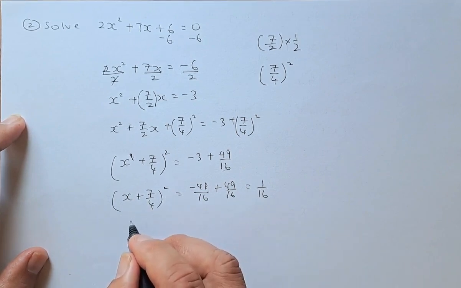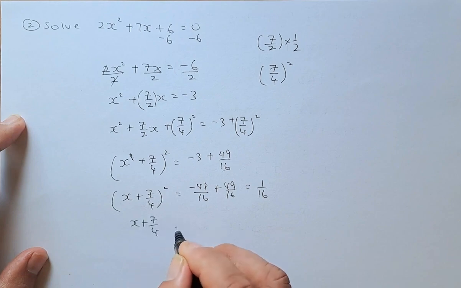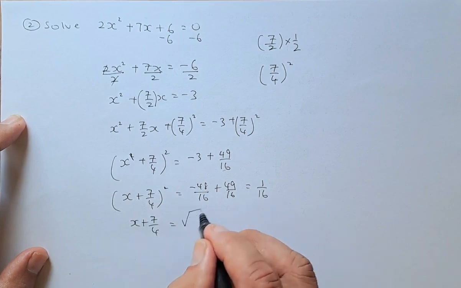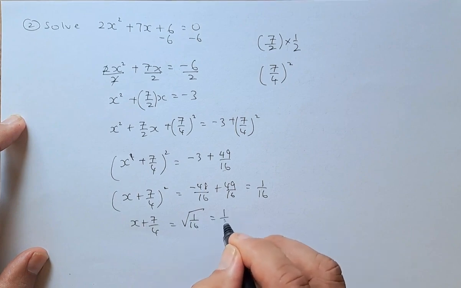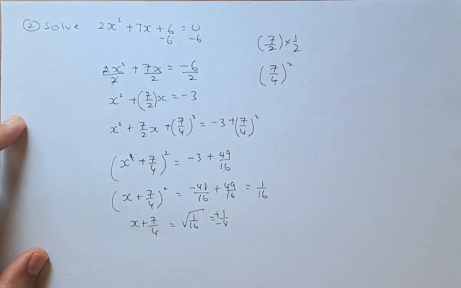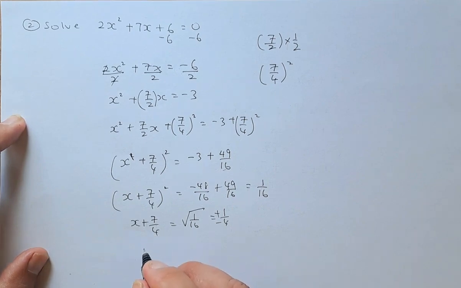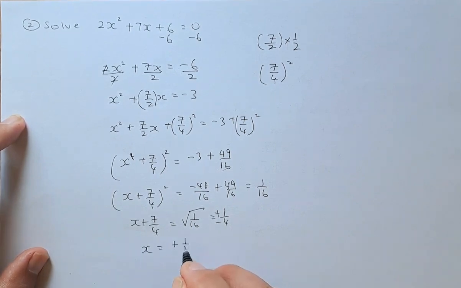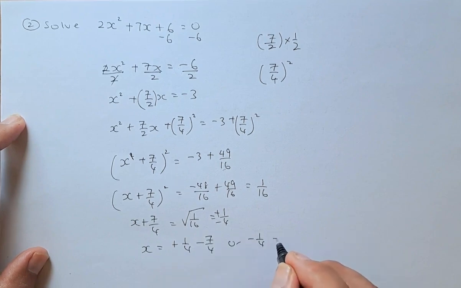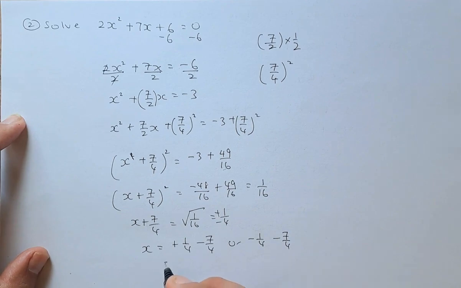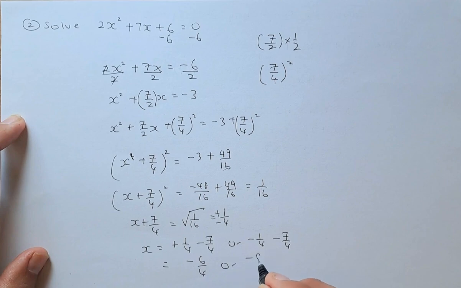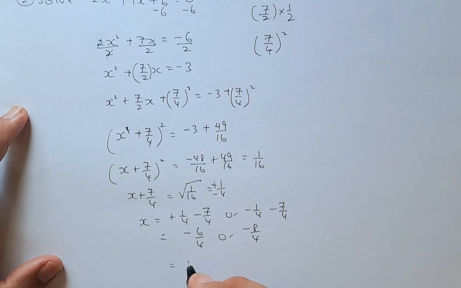So you square root both sides. x plus 7 over 4 is the square root of 1 over 16, and that is plus minus 1/4. And the last step is to solve. So x equals plus 1/4 minus 7 over 4 or minus 1/4 minus 7 over 4. That will give you the answer of negative 6 over 4 or negative 8 over 4, and the answer is going to be negative 3 over 2 or negative 2.